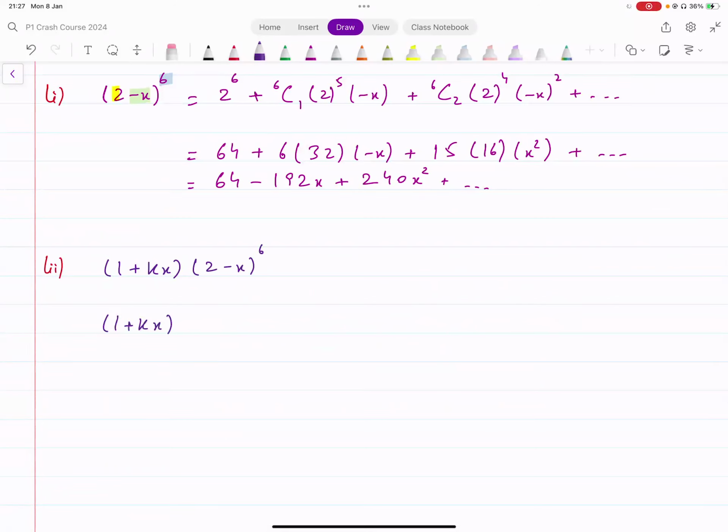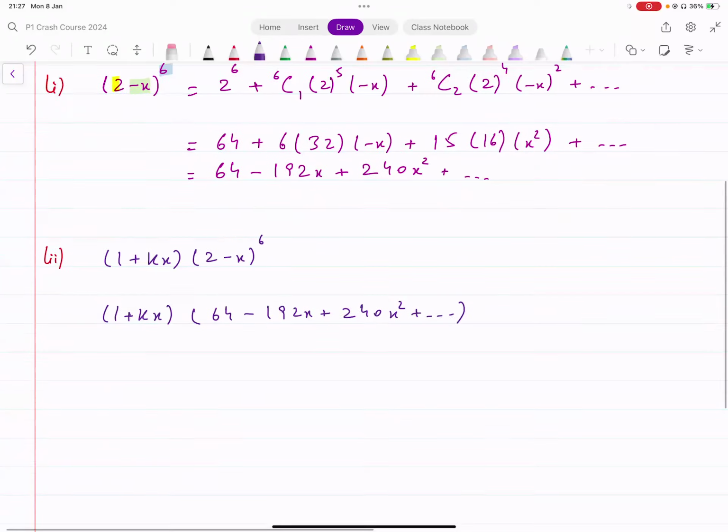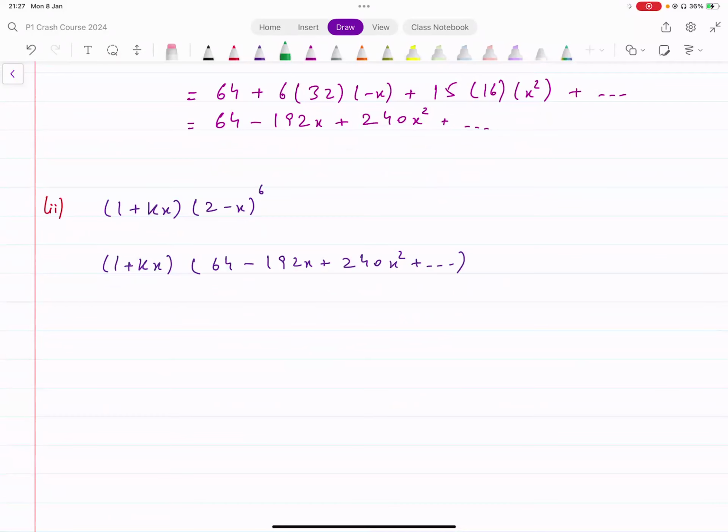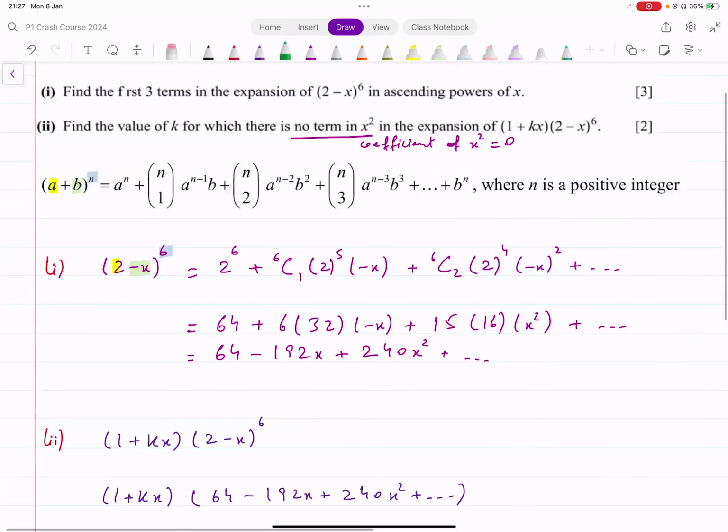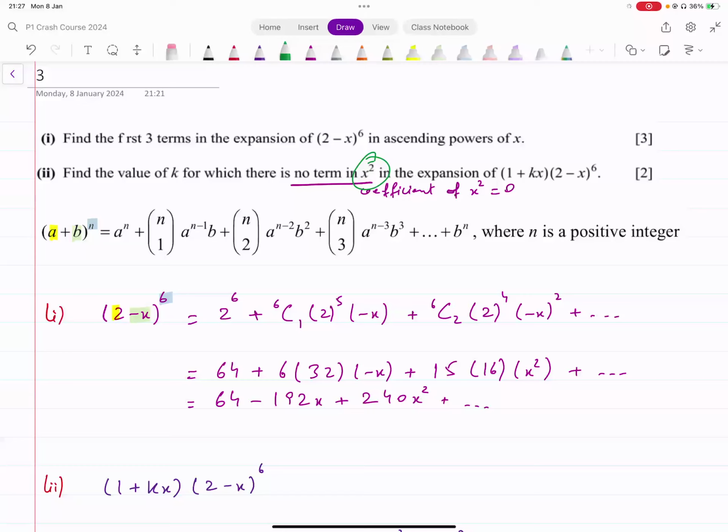We have already found the first few terms in this expansion, (2 minus x) whole raised to power 6. That's 64 minus 192x plus 240x squared. What are we looking for? We're looking for the x squared term.